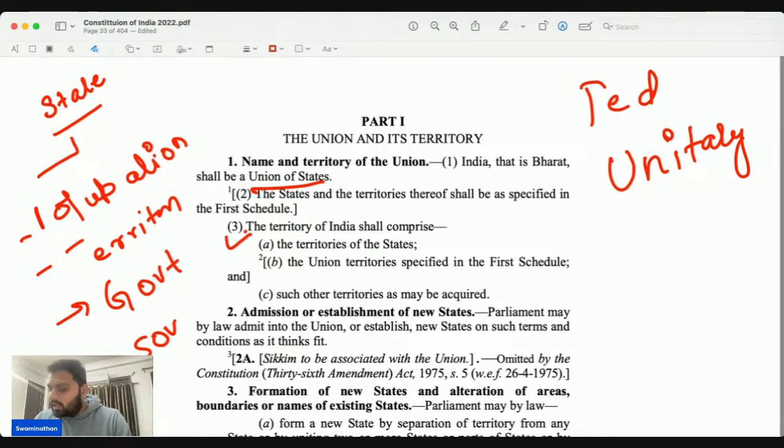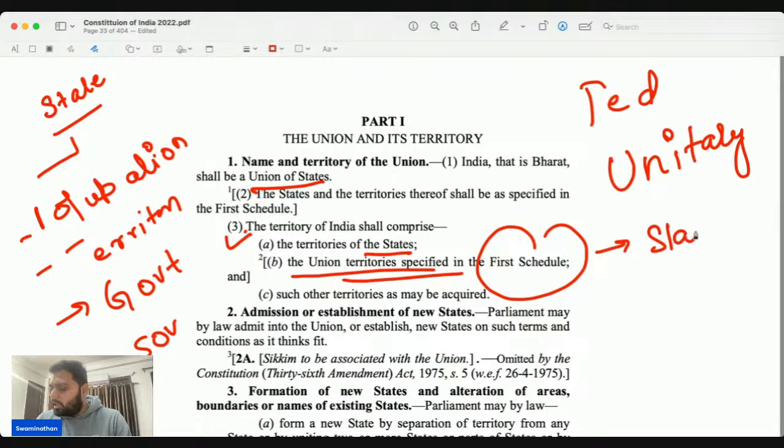So what it says is, the territory of India shall comprise all the states and the union territories which are specified in the first schedule. The first schedule to the Constitution of India contains the list of all the states, and it also contains the list of all the union territories, right? So if I refer to the territory of India, that includes states as well as union territories. If I refer only to union of states, that means only those which are designated as states, right? So territory of India includes these three things: the territory of all the states, the union territories, and such other territories which are later acquired by the Union of India, right?